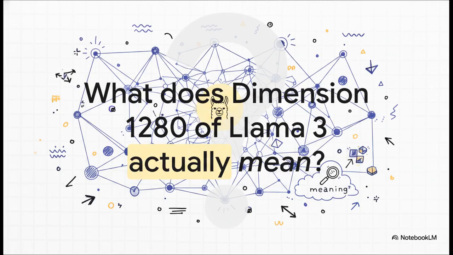Now, this might sound like a completely impossible question, right? A model like Llama 3 represents every word as a vector with thousands of these numbers, these dimensions. But what do they actually stand for? Is it all just mathematical noise, or is there real, human-understandable meaning packed into a single coordinate like dimension 1280? Well, hang on, because by the end of this, you'll actually know the answer.